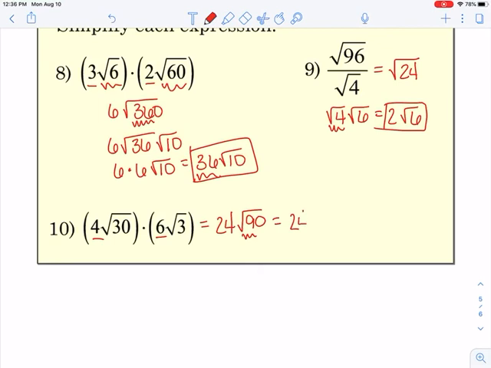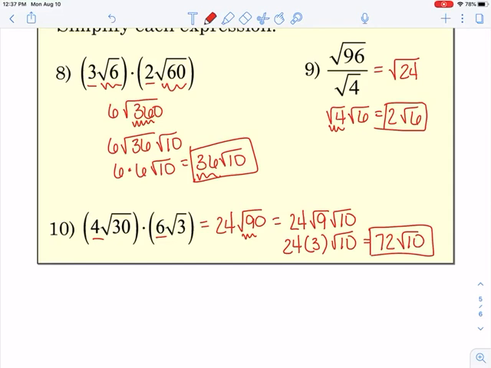So bring the 24 over. And I'll break this down into radical 9 times radical 10. The square root of 9 is 3, so I'm going to have 24 times 3 times radical 10. And 24 times 3 is going to give me 72, so I'll have 72 radical 10.